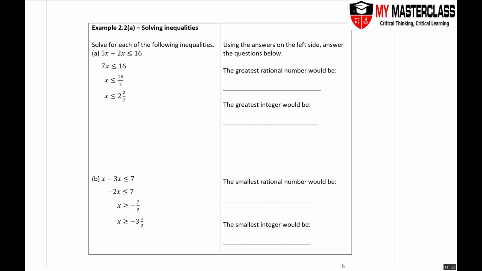Divide by 7. Because it is a positive number that I'm dividing by, do not flip the sign. Then you leave it in proper fraction. You get x less than or equal to 2 over 7.